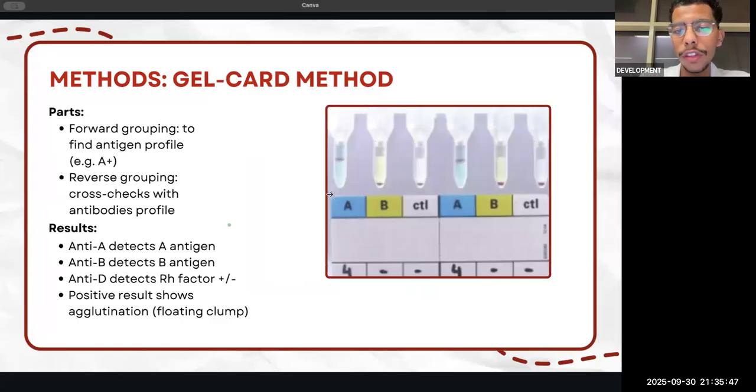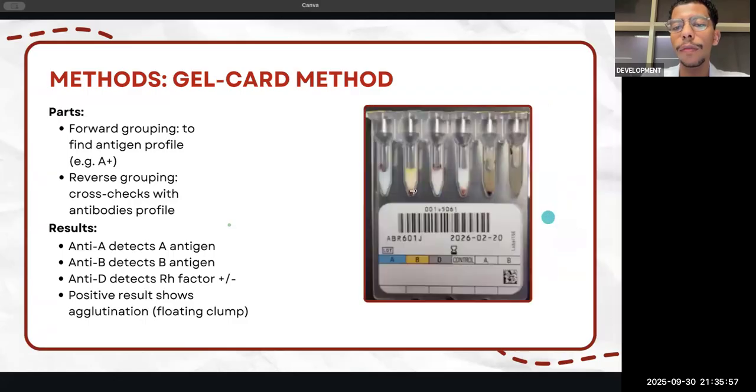Okay, now next up, we have the gel card method. Now, there are two parts to this method. First part is on the left, and the second part is here. No, actually, this is not the one. It's here. This is called forward grouping, and this is reverse grouping. Forward grouping is for you to find the antigen. It's for us to know the blood type. Reverse grouping is for us to make sure by cross-checking with the antibodies that are found in the patient's blood.